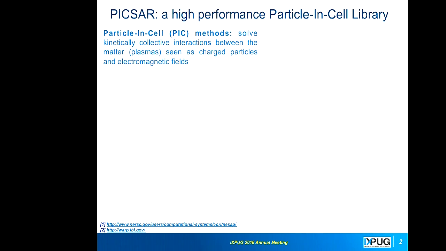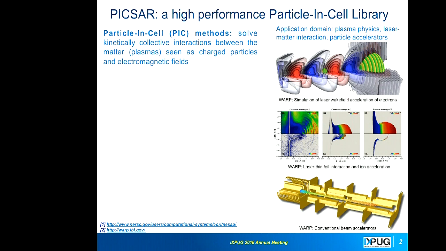Particle-in-cell codes are methods that solve kinetically the collective interactions between plasmas, described by charged particles, and electromagnetic fields. Particle-in-cell codes have different applications: plasma physics, laser-matter interaction, and particle acceleration. This is the case of the PIC code Warp, developed at LBL. And here you have several snapshots of different simulations performed with this code.